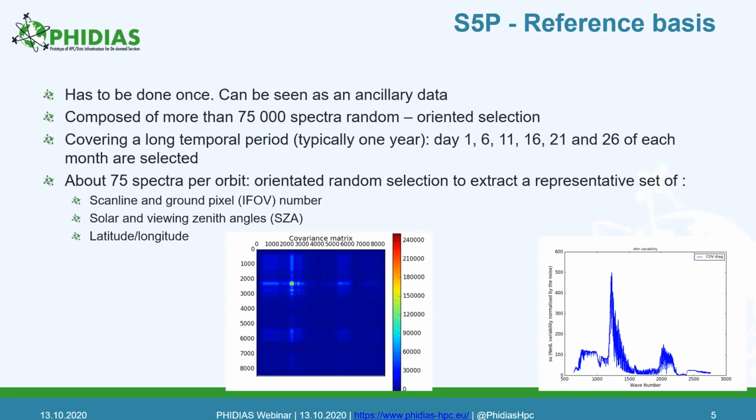We want a representative variation of the solar and viewing zenith angles, that is, the sun position and the position of the satellite. And we need a representative latitude and longitude set. As an example, for those who are interested in mathematics, on the left you have the covariance matrix, and on the right you have the diagonal values of the covariance matrix as a function of the wave number, or of the wavelength, if you prefer.